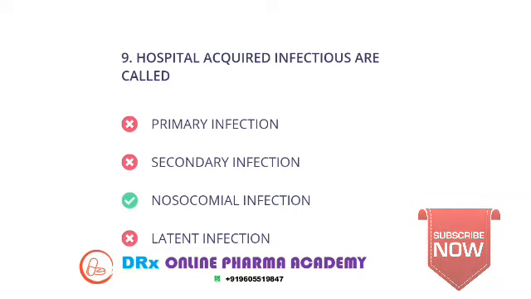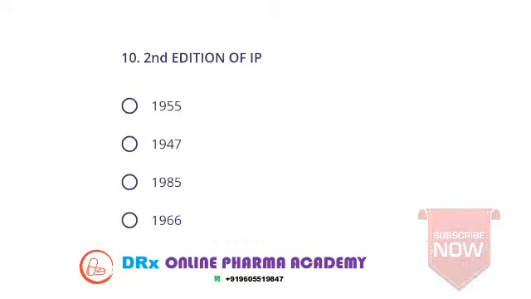The next question is, second edition of IP. The options are 1955, 1947, 1985, 1966. Answer is 1966. The second edition of IP is published in 1966.